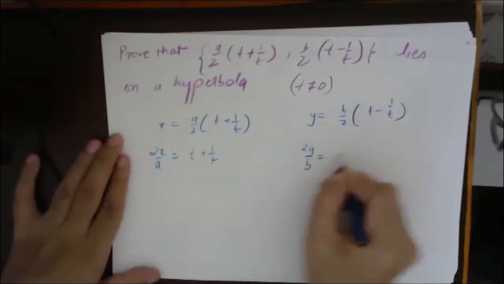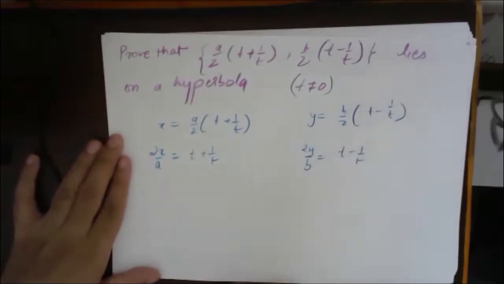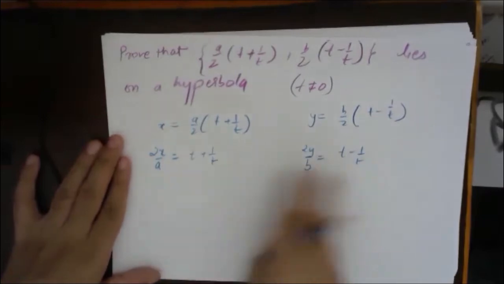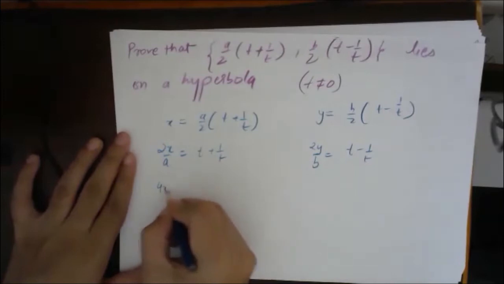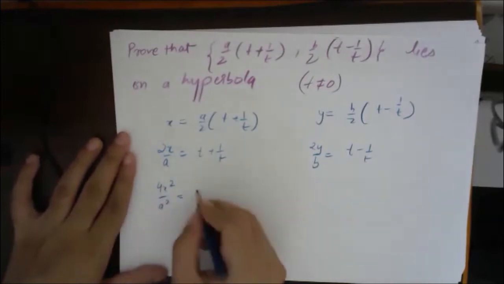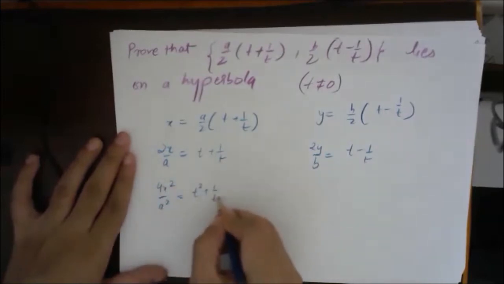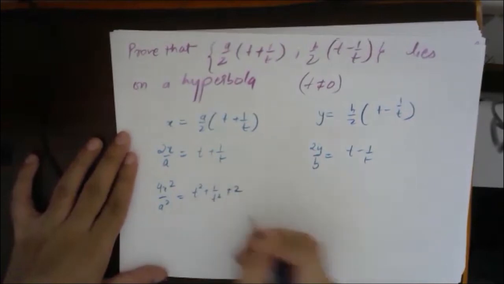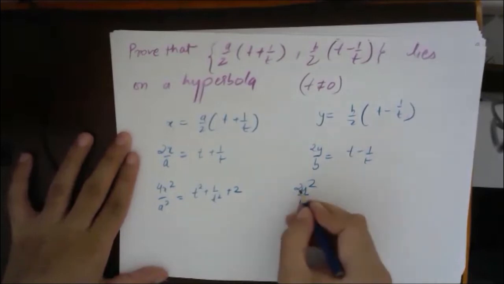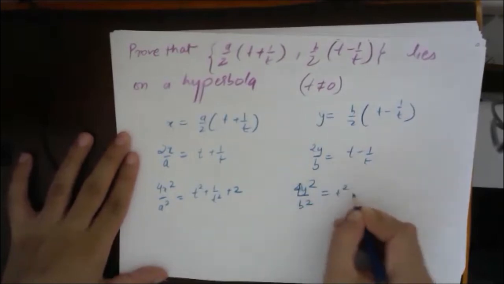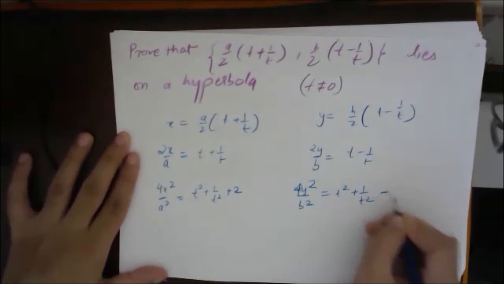And 2y by b is equal to t minus 1 by t, right? Now how do we get the same thing? We will square both sides. So this will become 4x square by a square is equal to t square plus 1 by t square plus 2, and 4y square by b square is equal to t square plus 1 by t square minus 2.